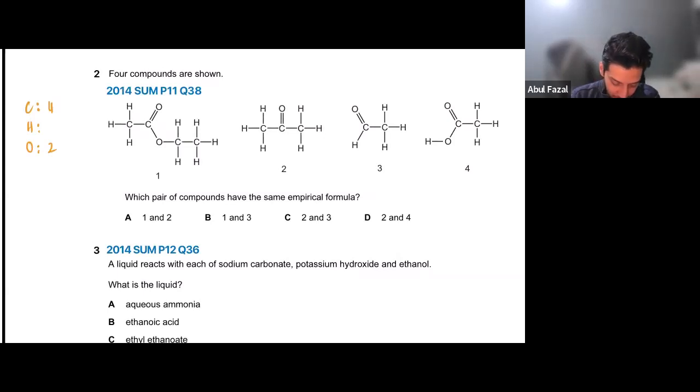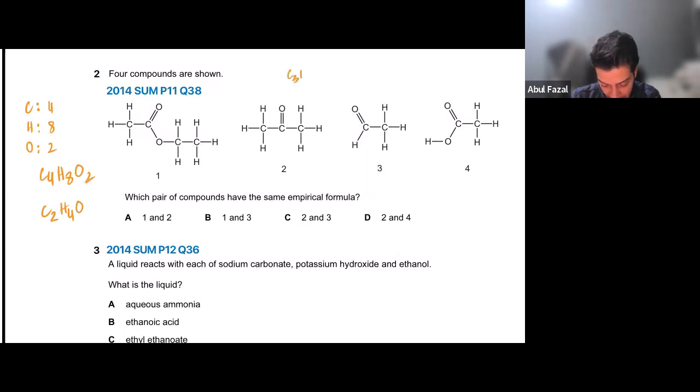1, 2, 3, 4, 5, 6, 7, 8. 8 over here. So the molecular formula is C4H8O2. That can be simplified to C2H4O, right? Let's do this a little faster for the next one.